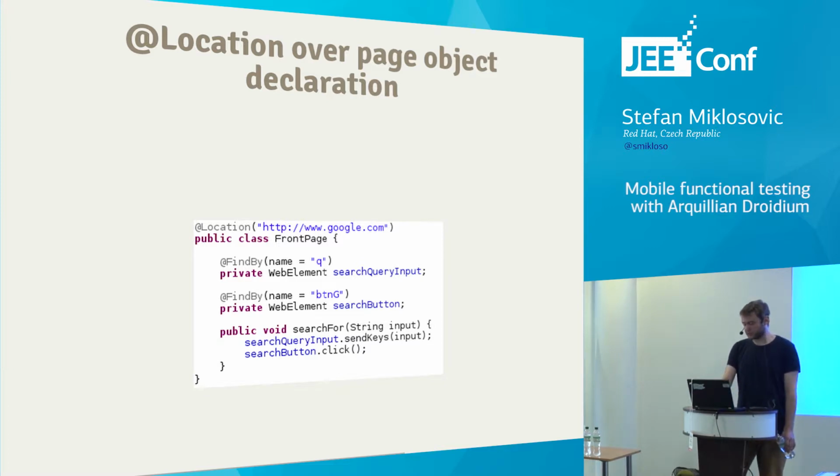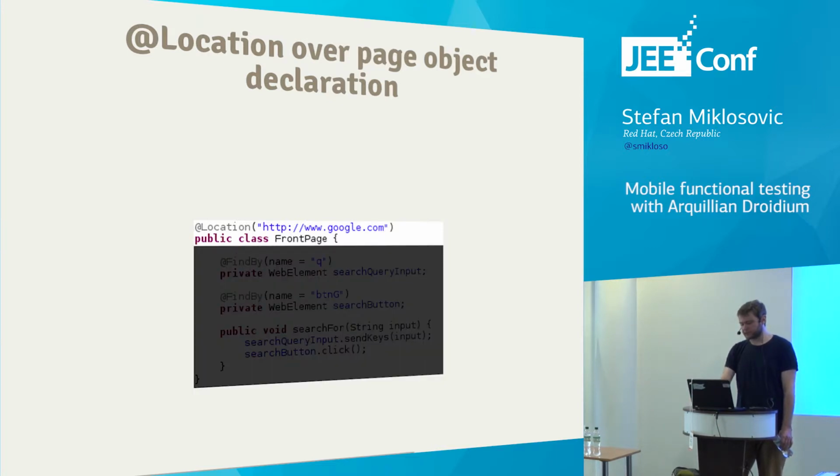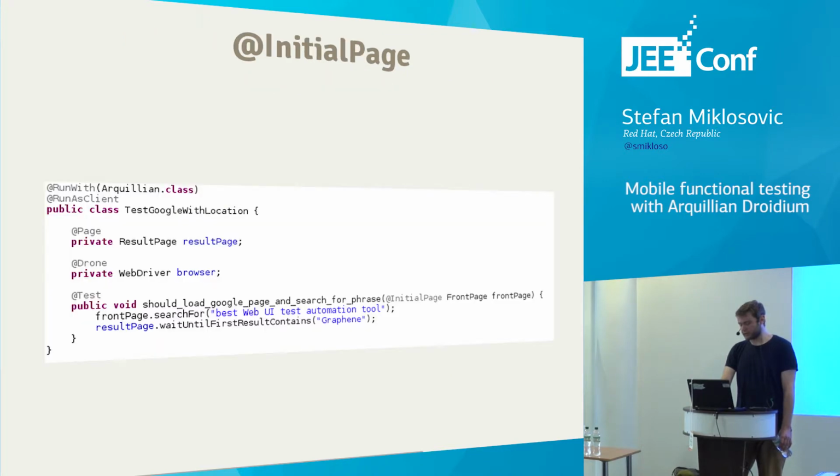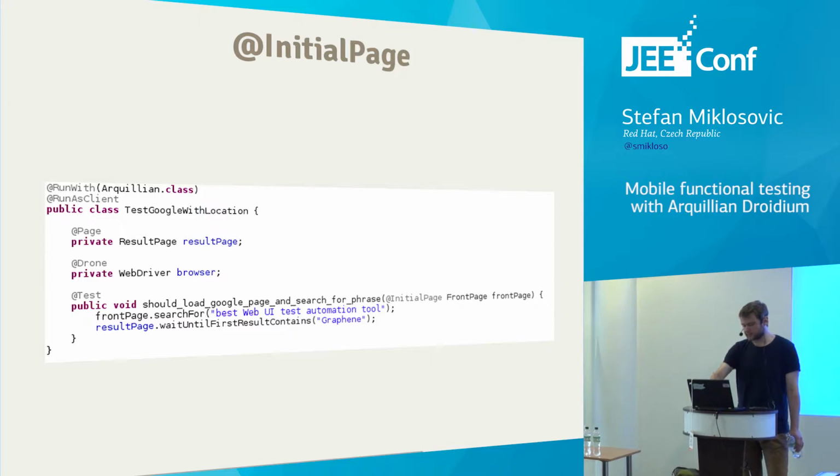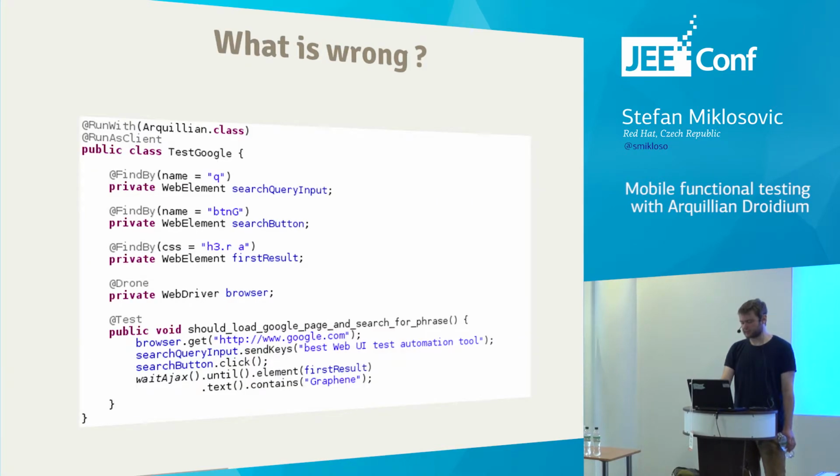So we provided the so-called Location annotation, where you put the URL of that page object, and after that you actually just provide the parameter which is annotated by Initial Page. When this test is getting executed, the underlying front page will be automatically opened according to this location element. So this is the final form of the test, and this was the beginning.